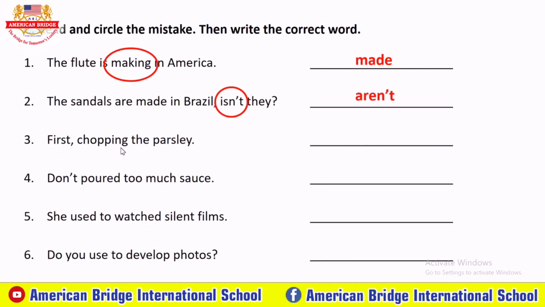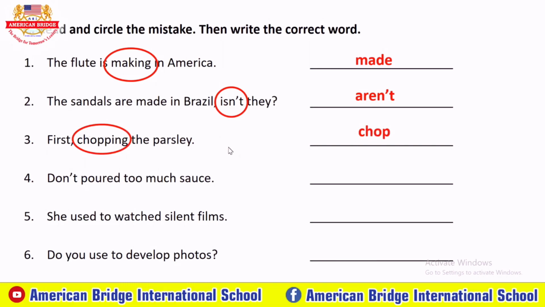Okay, number three, first, chopping the parsley. So it is talking about how to make food, right? How to do something. Okay, so the mistake is the word chopping. Actually, when you want to tell somebody to do something, we rarely use the verb plus ing, right? So we use the infinitive verb, the word chop. So first, chop the parsley.